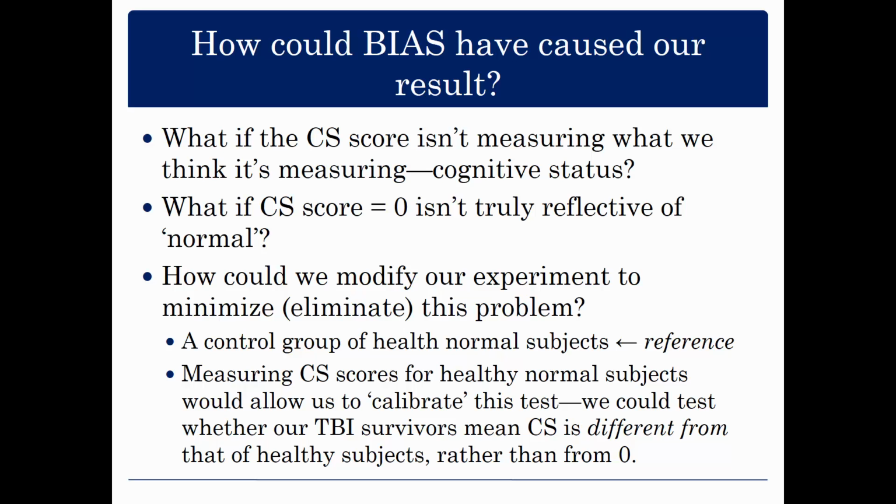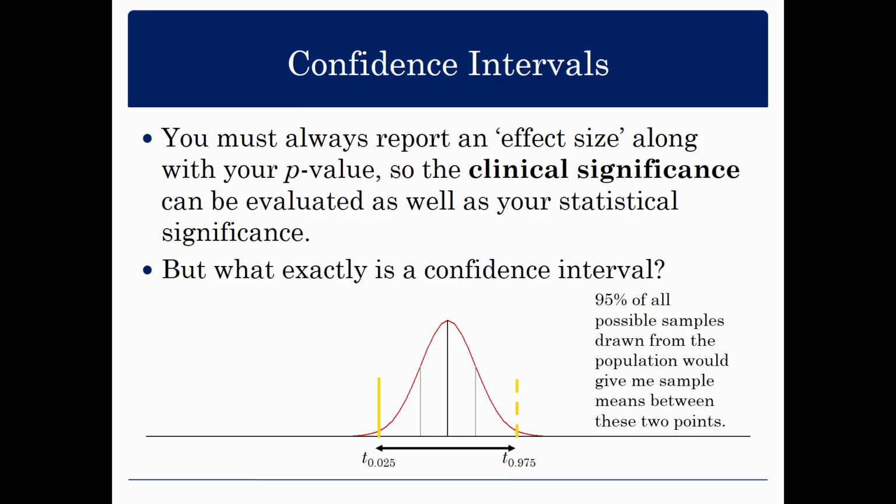You need to always report an effect size along with your p-value, so the clinical significance can be evaluated as well as your statistical significance. I think that this is done pretty regularly now. Sometimes you do still get a hold of manuscripts where they don't do a good job of relaying what they actually detected. They just put a bunch of p-values in a table.